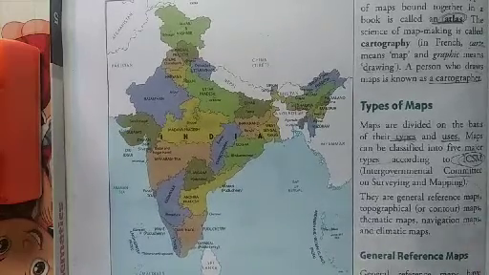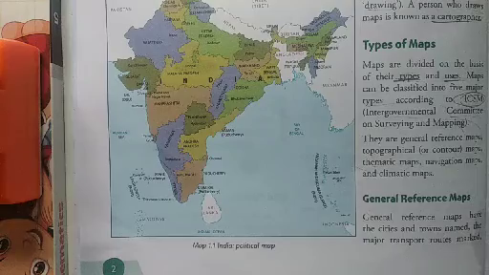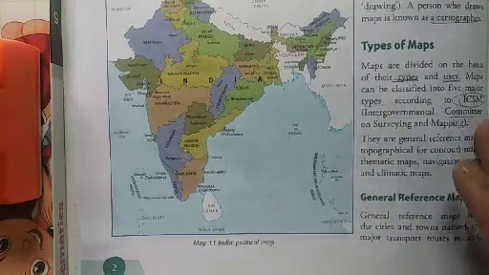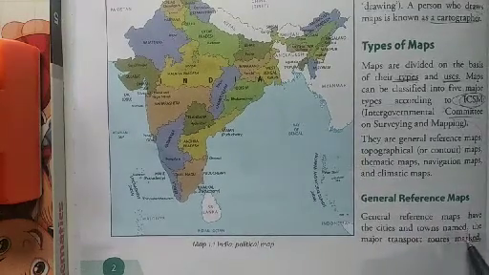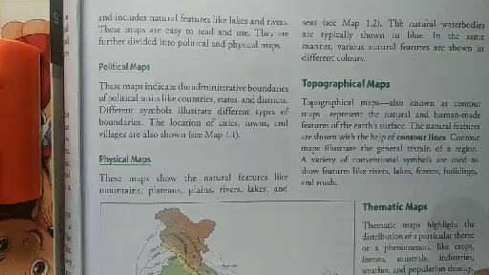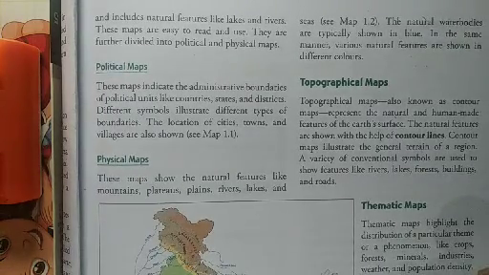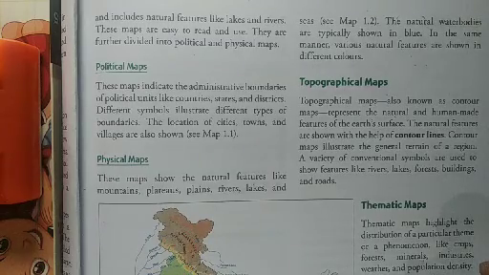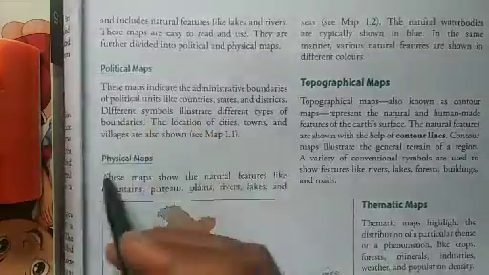Now comes the first type, that is the general reference map. A general reference map has the cities and towns named and the major transport routes marked. It includes all features like lakes and rivers. These maps are easy to read and use. They are further divided into 2 types, political and physical maps.